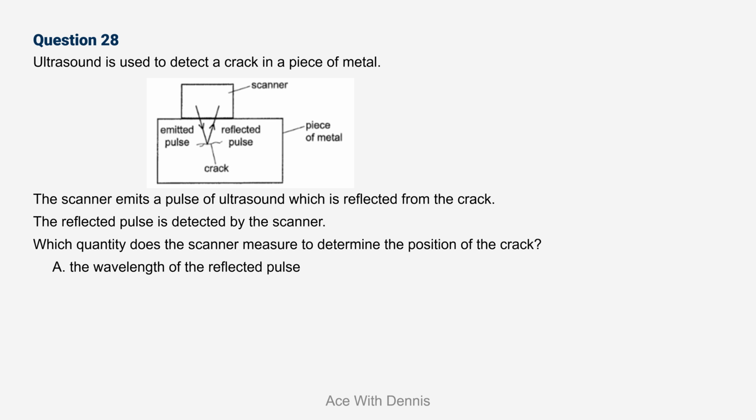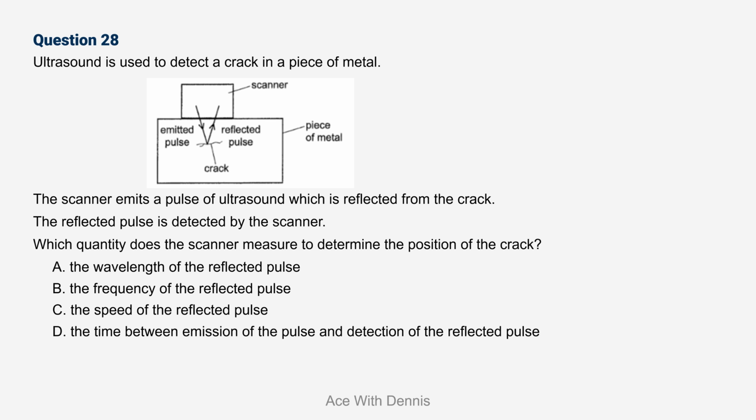Option A, the wavelength of the reflected pulse. B, the frequency of the reflected pulse. C, the speed of the reflected pulse. Or D, the time between emission of the pulse and detection of the reflected pulse.